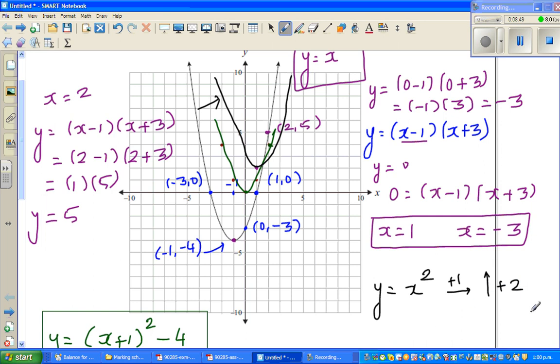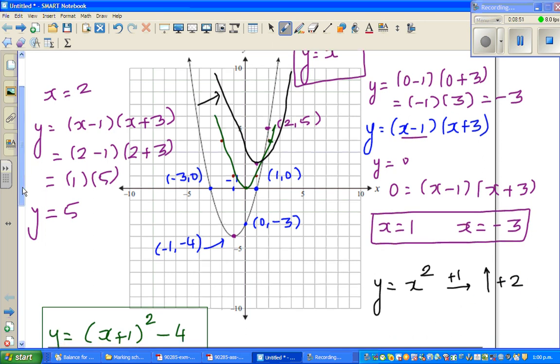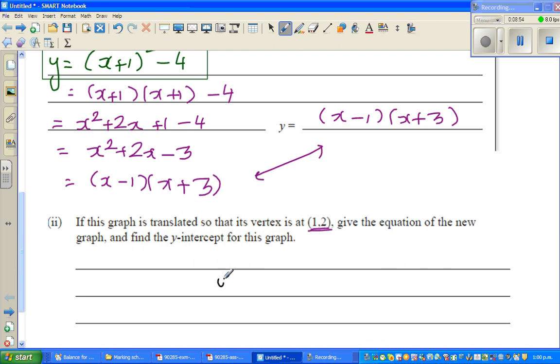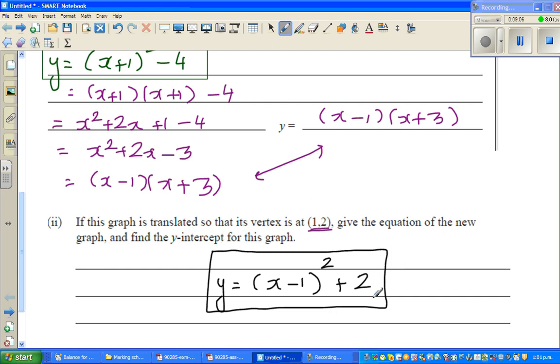And we want to write the equation of that parabola. So I say that would be y is equal to, it has moved 1 to the right, so I'll write x minus 1 squared plus 2. Okay, so that will be the equation of the translated parabola.